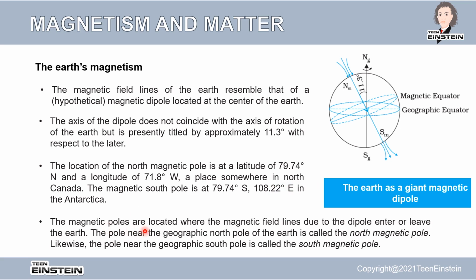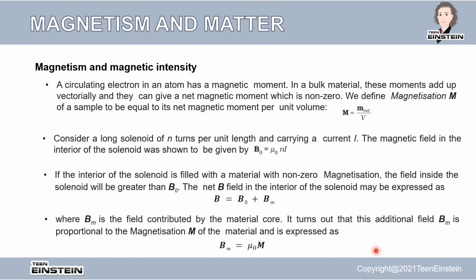These magnetic poles are located where the magnetic field lines due to the dipole enter or leave the Earth. So the pole near the geographic north pole of the Earth is called the North Magnetic Pole. Likewise, the pole near the geographic south pole is called the South Magnetic Pole. Okay. Now we will look at what is magnetic intensity. So now we have come to the discussion.